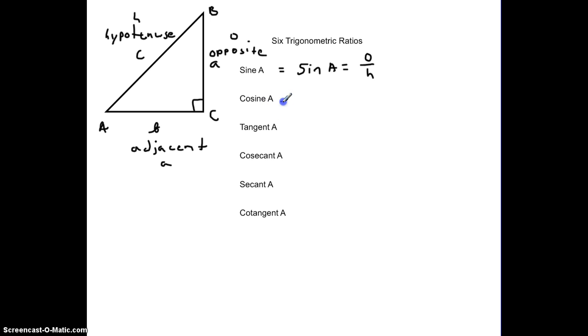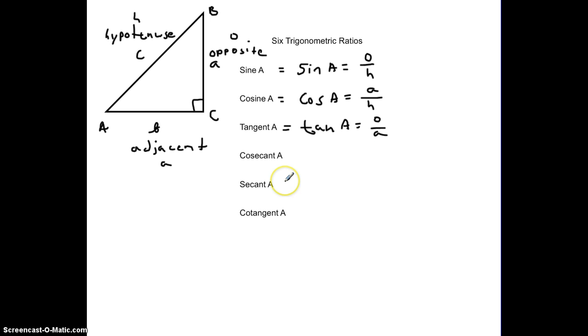The cosine, we could abbreviate COS, but we still read it cosine of angle A, and that would be the adjacent side over the hypotenuse, or using the abbreviations A over H. The tangent, which we abbreviate as TAN, and it's still read tangent of angle A, would be the opposite side over the adjacent side.